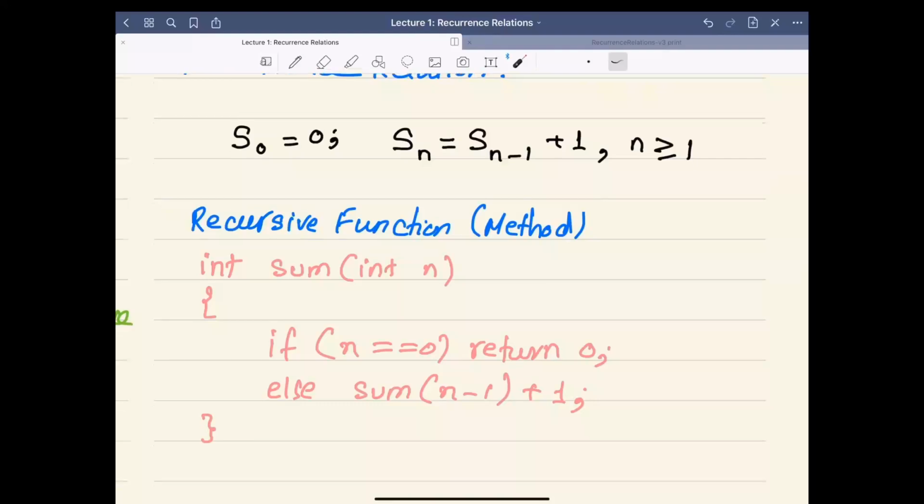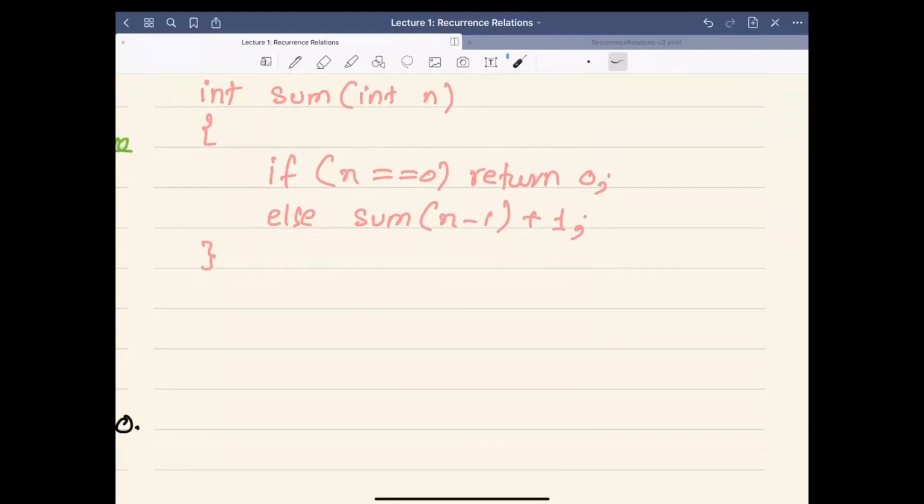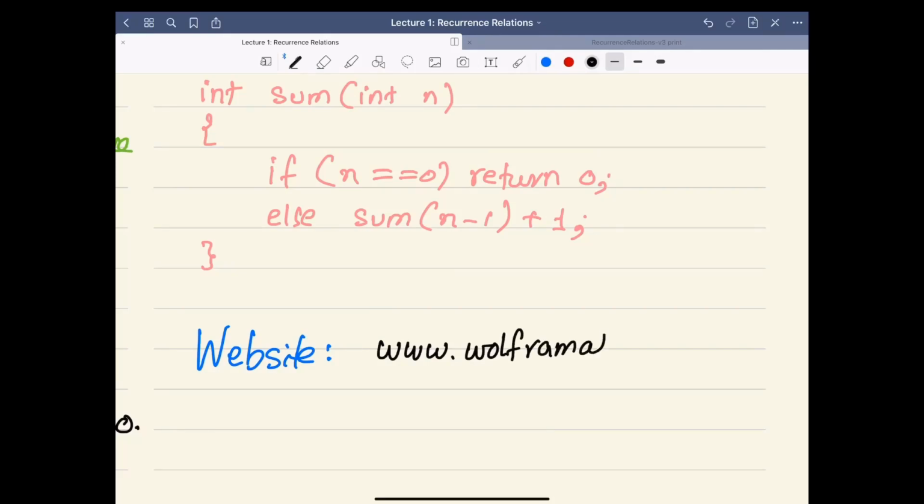For your information, there is a website I would like you to have a look into. The website is not only useful for math, it is useful for any science. You just give it the recurrence relation and it will give you the solution. So what is the site? It is www.wolframalpha.com. Let me show you this website.